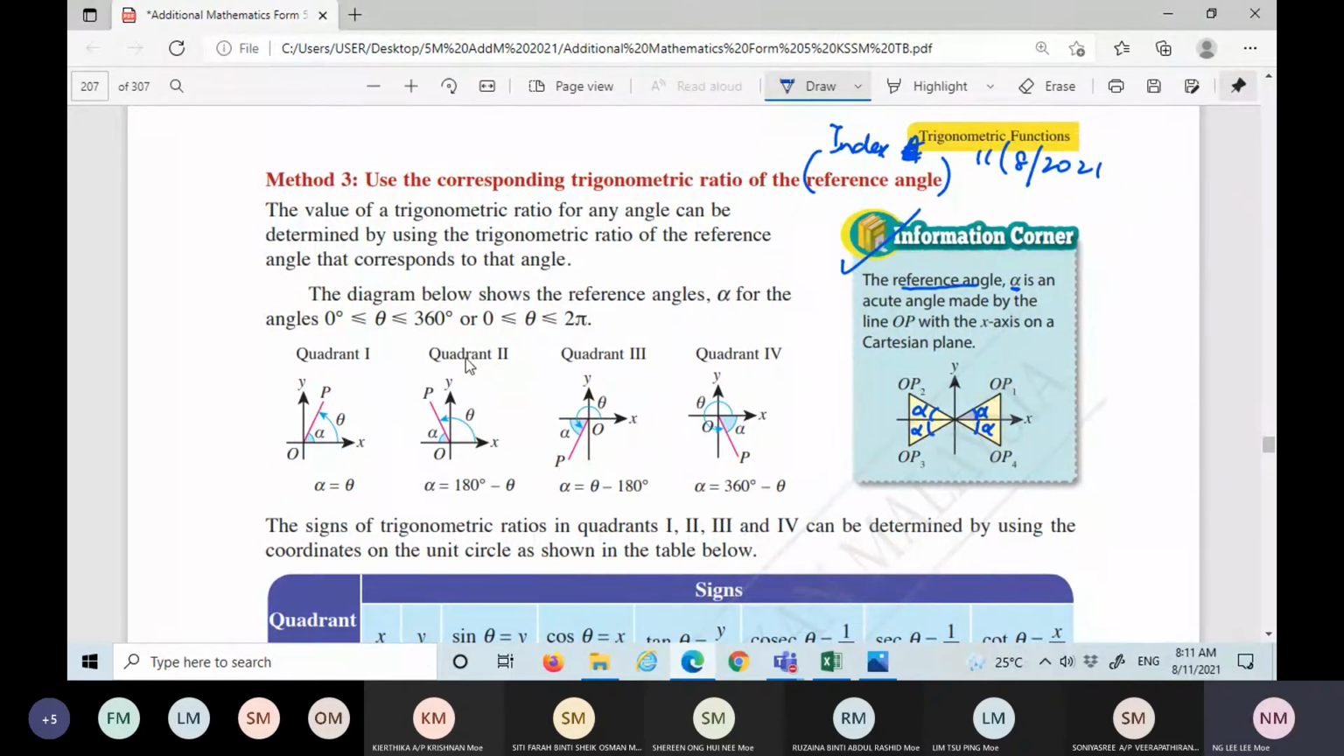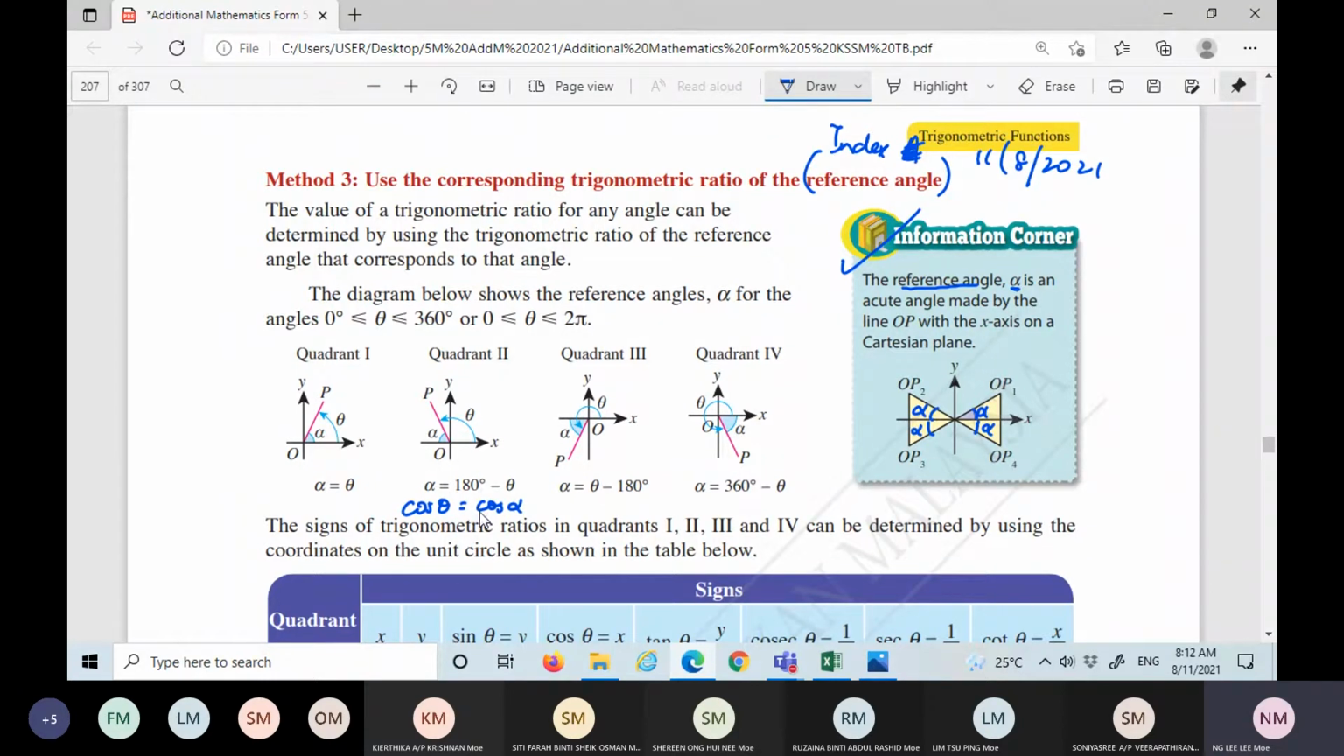At the second quadrant, your angle is from here to here, between 90 and 180. This angle actually has the same trigo ratio as the angle alpha. What does that mean? For example, if you are finding cos theta, it is the same as cos alpha. So you just have to know cos alpha, then you will get cos theta.